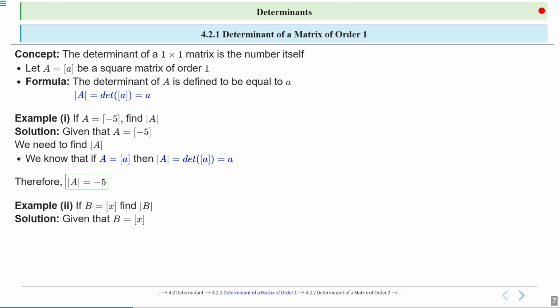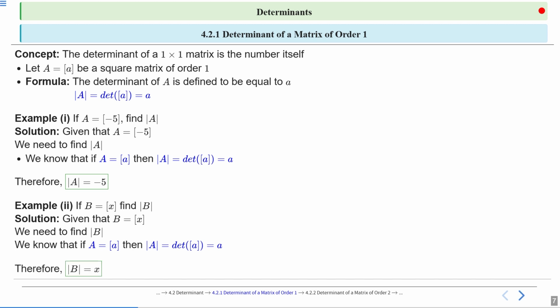If B is equal to x, where x is a variable, and the order of this matrix is 1 cross 1, we have to find the determinant of B. As we know, if A is a 1 cross 1 matrix, the determinant of A is equal to a. So determinant of B is equal to x.